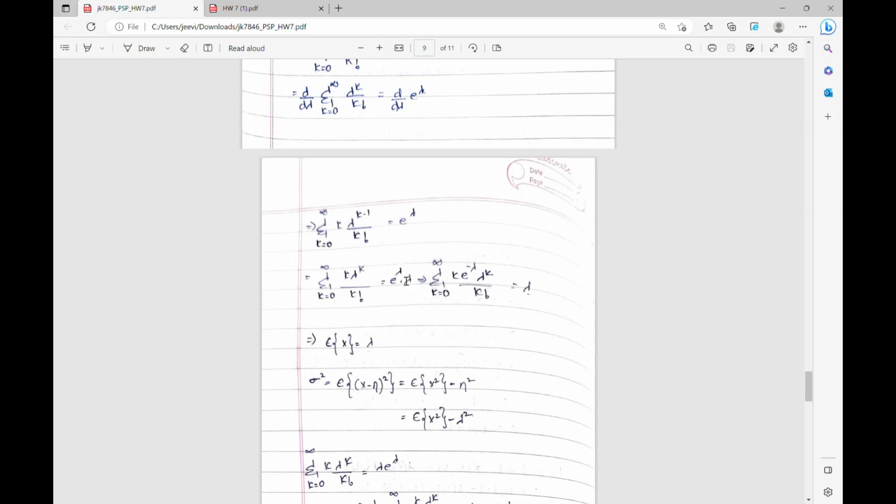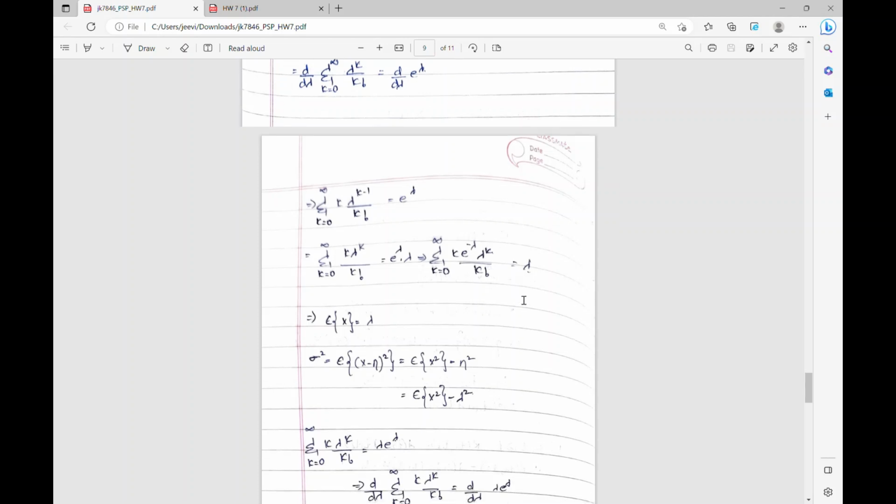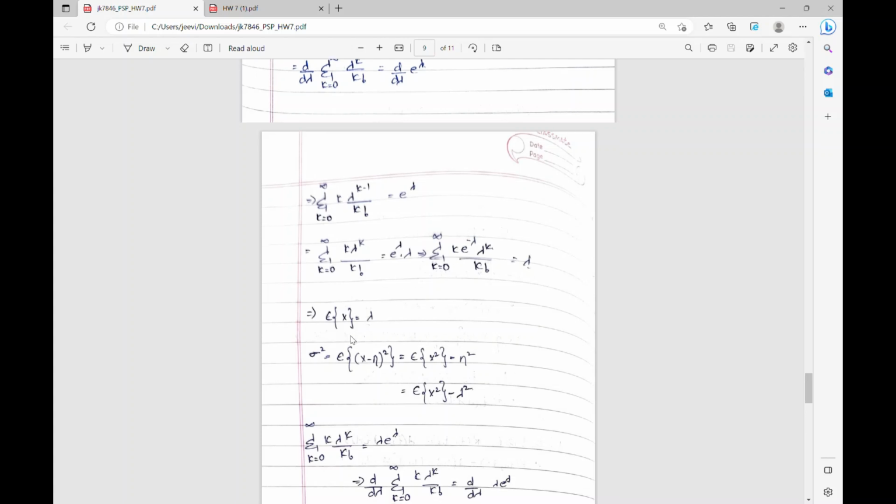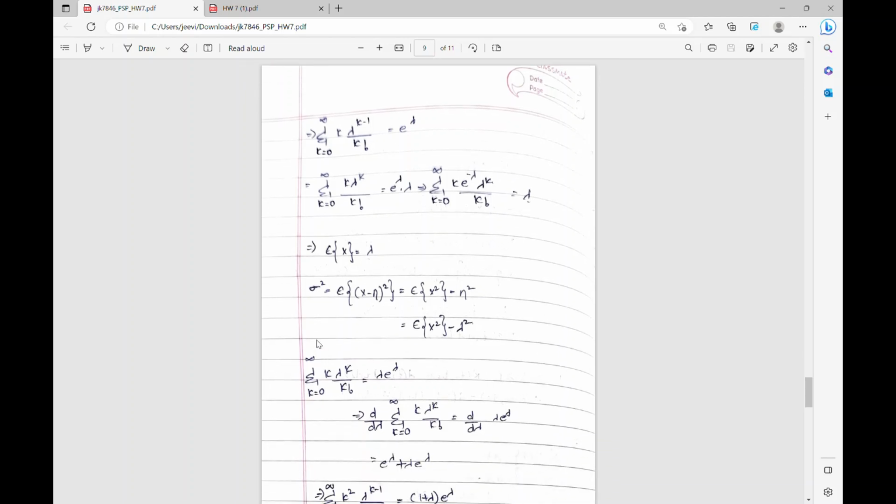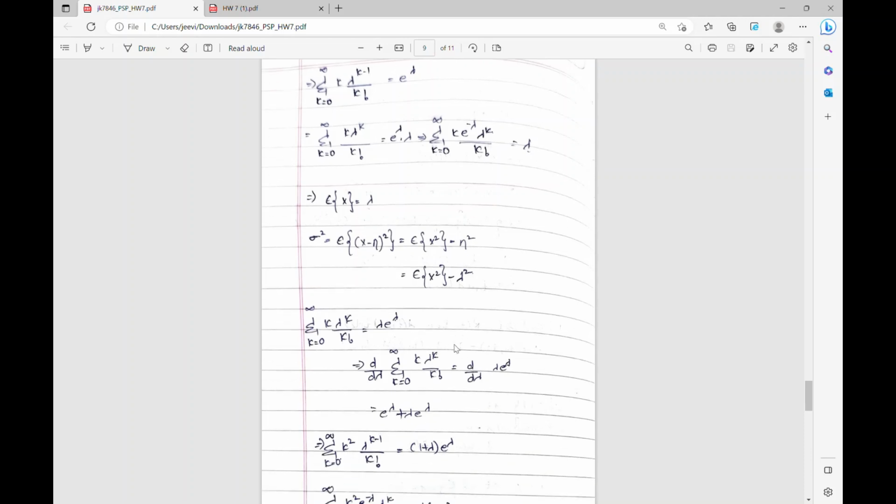We are just sending this e to the power lambda to this side. Therefore, we get this equation. Now, this is what we can write as the expected value of x. Therefore, the expected value of x is equal to lambda. Now, coming to the value of sigma square, which is E of (x minus eta) whole square, which is equal to the expected value of x square minus eta square. We know that eta is equal to lambda.